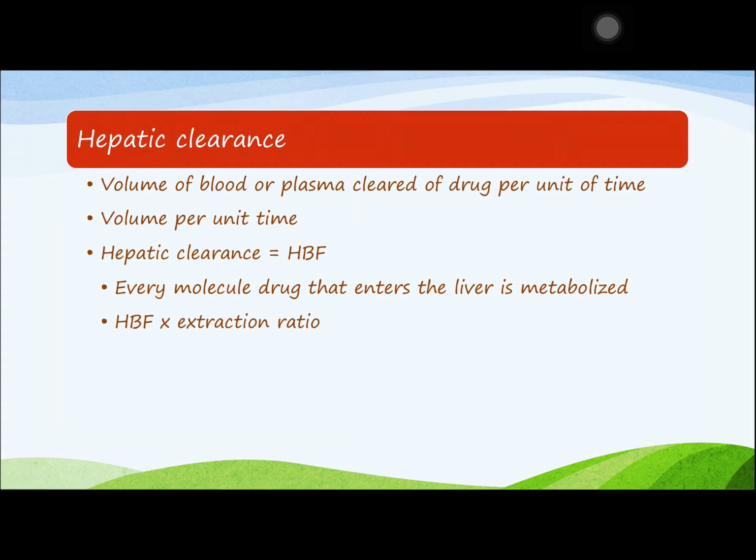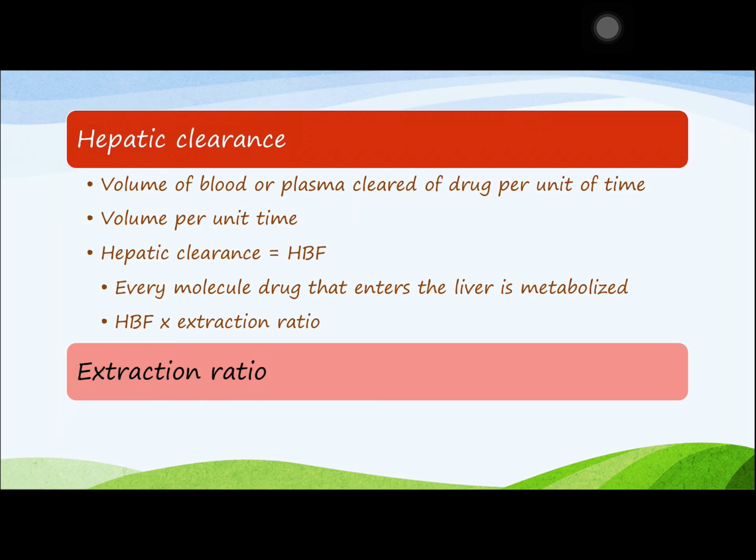Hepatic clearance is the volume of blood or plasma cleared of drug per unit of time. If every molecule of drug that enters the liver is metabolized, hepatic clearance is equal to hepatic blood flow. Hepatic clearance can be expressed as hepatic blood flow multiplied by the extraction ratio. The extraction ratio is the fraction of a drug removed when metabolized by the liver.